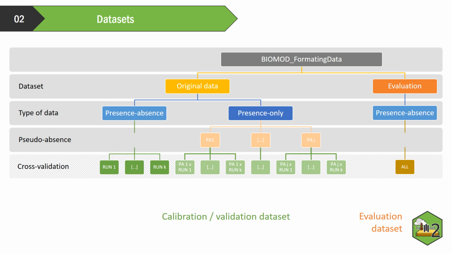Splitting data into calibration and validation datasets is the most common way of estimating how good your models are, but not the optimal one. The perfect modeling situation would imply that you have at your disposal what we will call an evaluation dataset, composed of presences and absences that have been sampled in a completely independent way from your original data. However, this is not often possible, and most simulations are done using only original data.